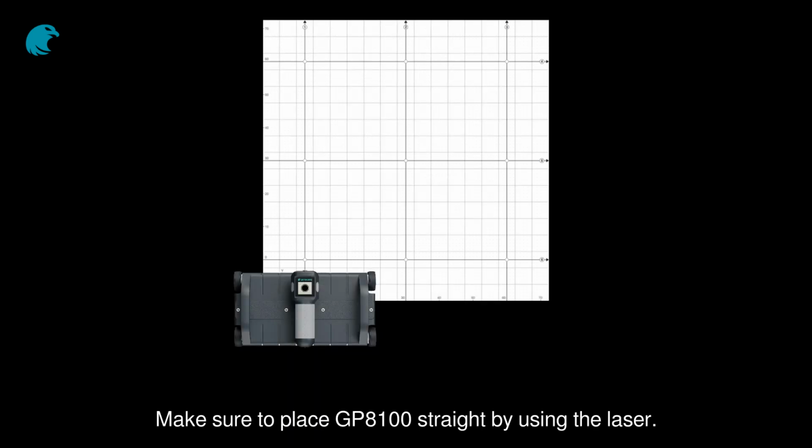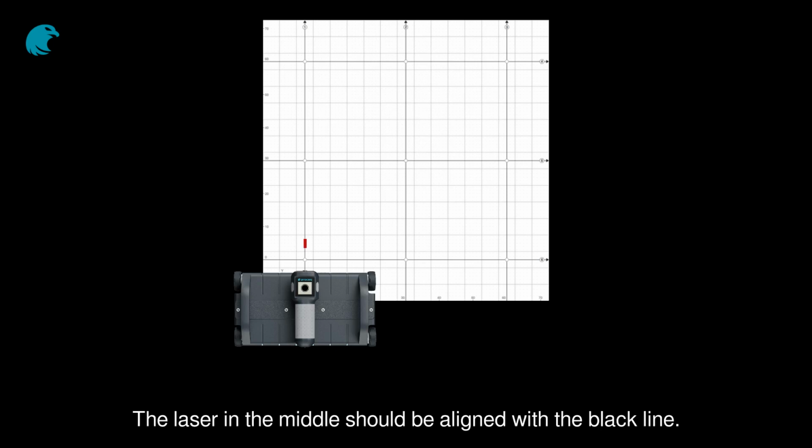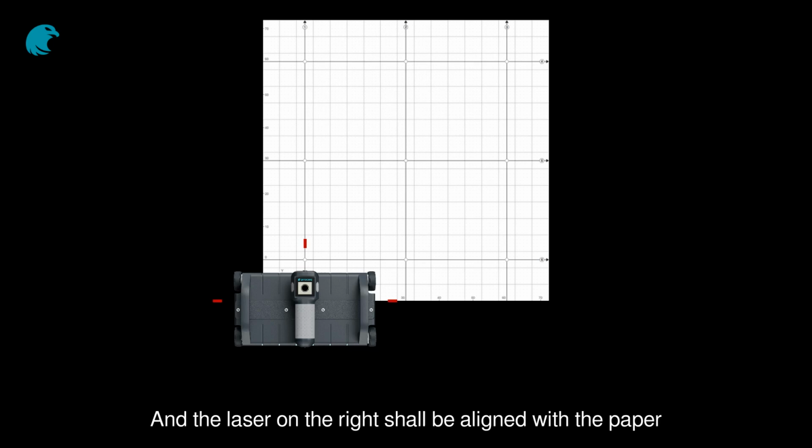Make sure to place GP8100 straight by using the laser. The laser in the middle should be aligned with the black line. And the laser on the right shall be aligned with the paper.